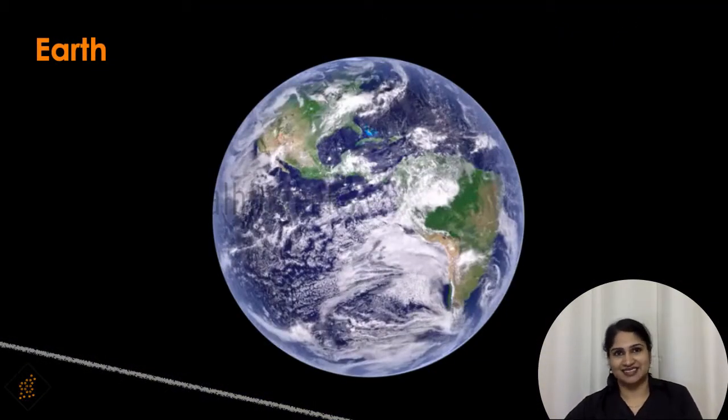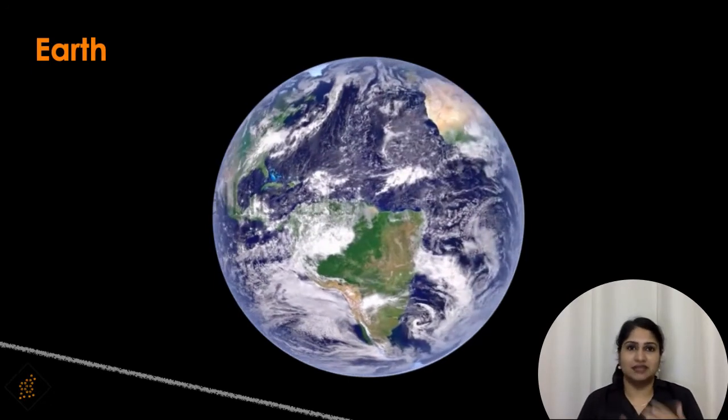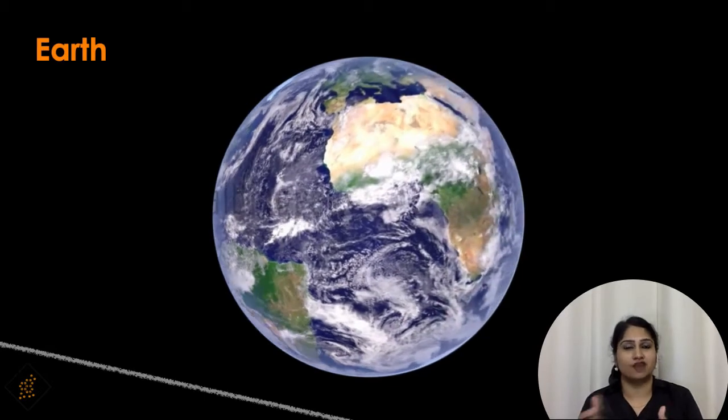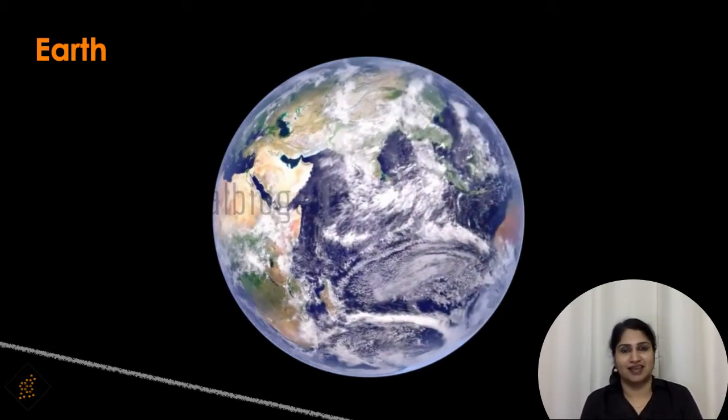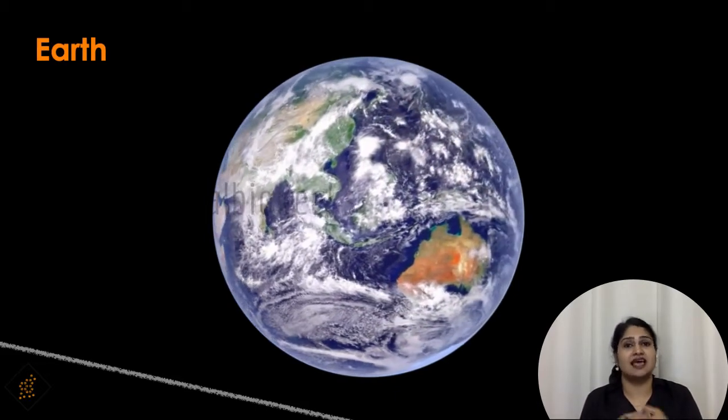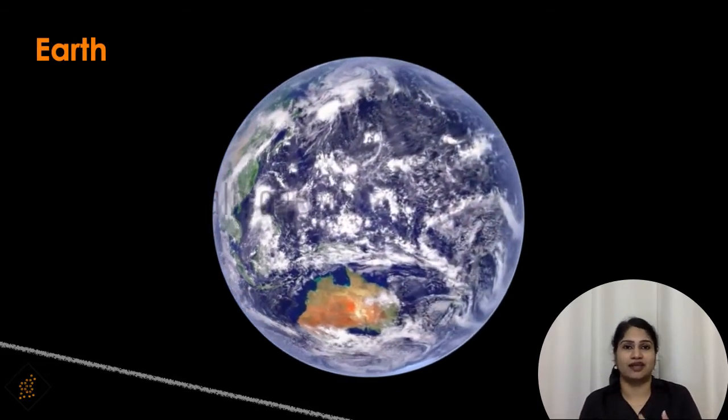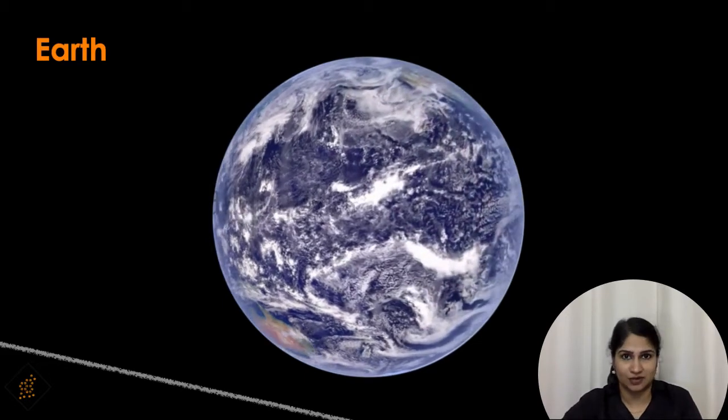Now, our Earth. We know that Earth is the only planet in which life exists in our solar system. There are some reasons for that. The Earth is at the right distance from the Sun and it has the right temperature to support life. It has water in it. It has atmosphere and ozone layer to protect from ultraviolet radiations.